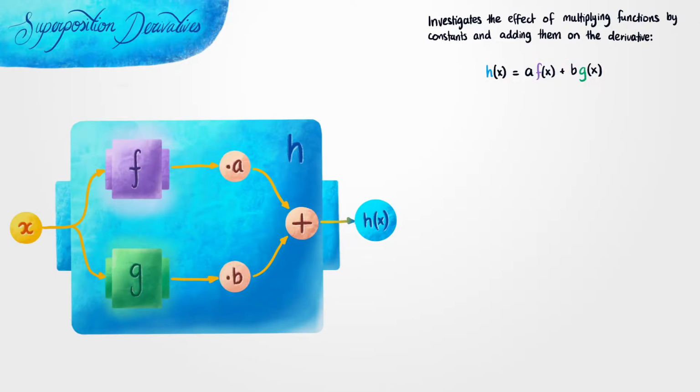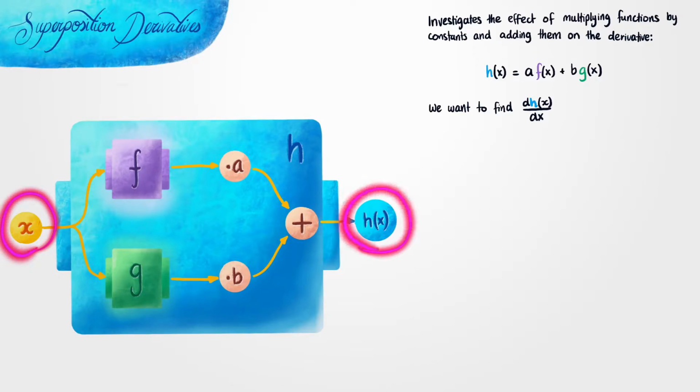So in this lesson, we'd like to find the derivative of h of x, and we'd like to see how it's affected by f of x and g of x. Now, to actually find this derivative, dh of x on dx, we have to investigate how changes to the input will affect the change in the output. Or to say this in another way, we want to see how changing the value on the left over here will affect the value on the right.